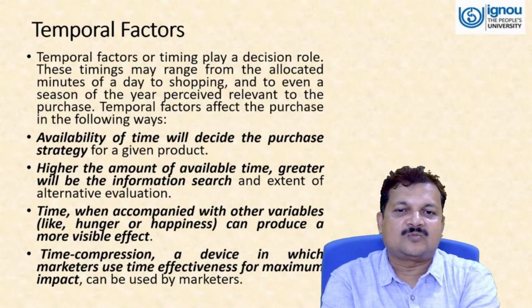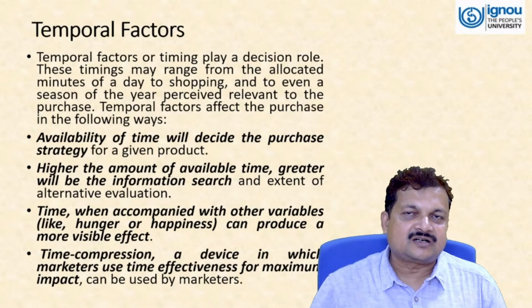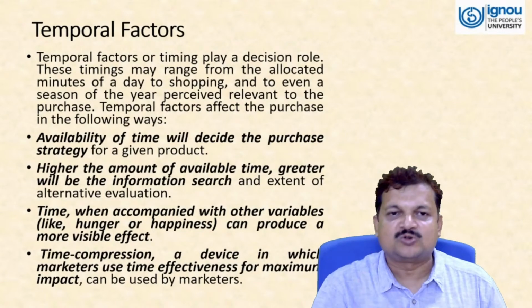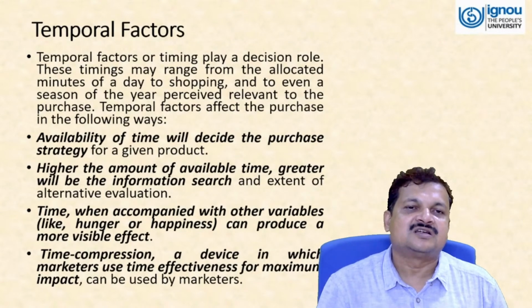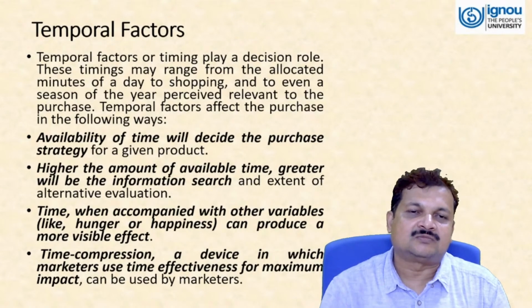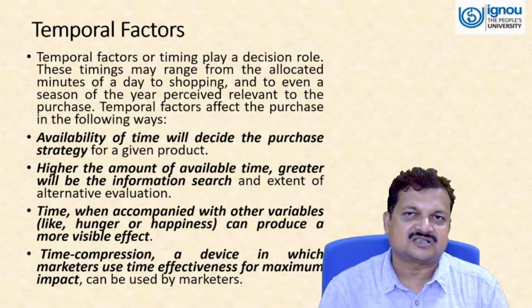Time, when accompanied with other variables like hunger and happiness, can produce a more visible effect. Time is there, but this is an instant requirement. For example, say it's the winter season. You can take decisions about your sweaters, and many days are there, but as the coolness in the atmosphere increases, you take the decision instantly. Even if your preferred brand or quality of product is not available, you purchase it to protect yourself from the cold.